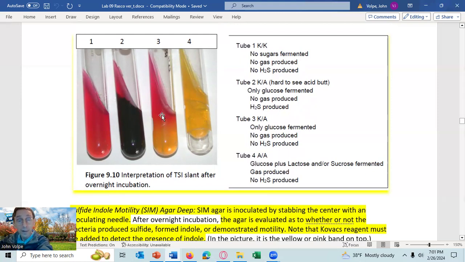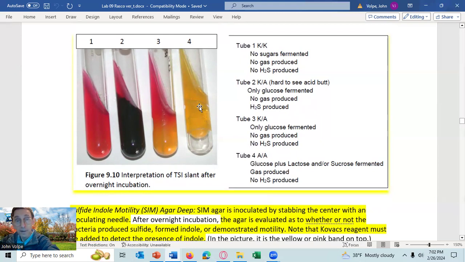And so this would be what this tube would look like if you remove the hydrogen sulfide production. So in this tube here, we have K over A, and like I said, you can have that negative over A, and that means no change in the slant, acid in the butt, no hydrogen sulfide in the butt because it's not black. I'll talk about the glucose and the other sugars being fermented in a minute.